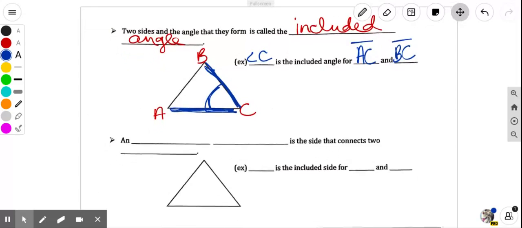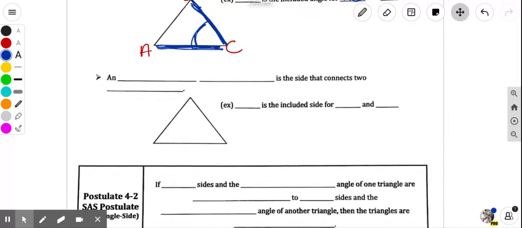There's also something called an included side, which we're going to use in a little bit. An included side is the side that connects 2 angles, or you can think of it as a side in between 2 angles.